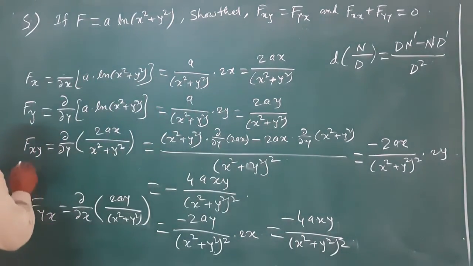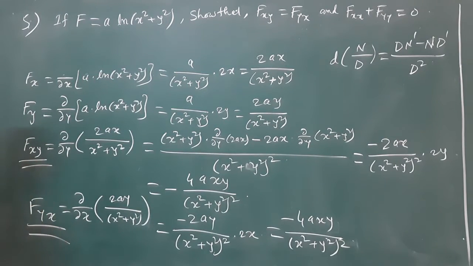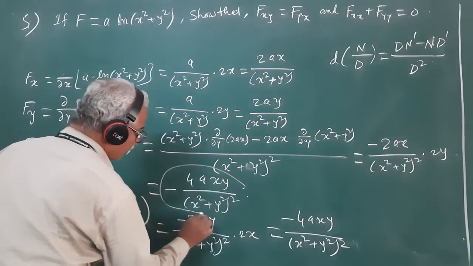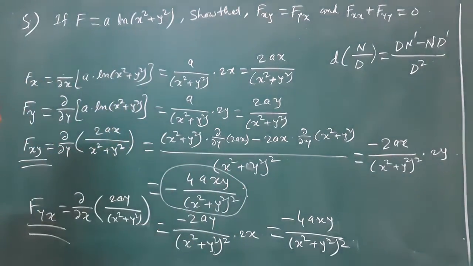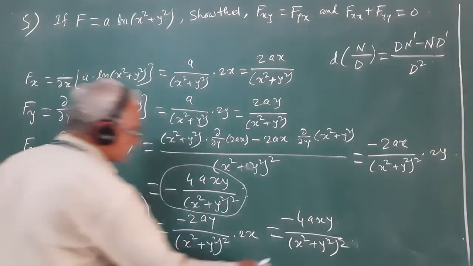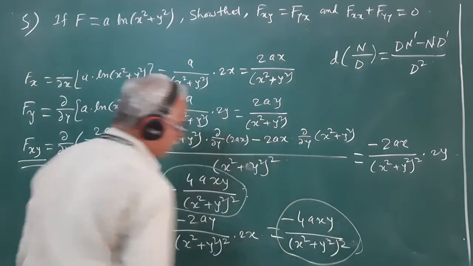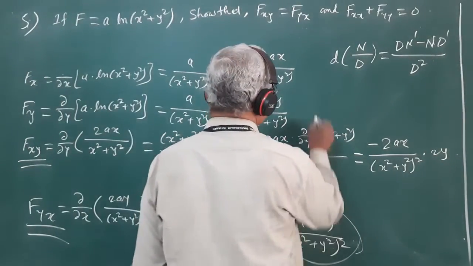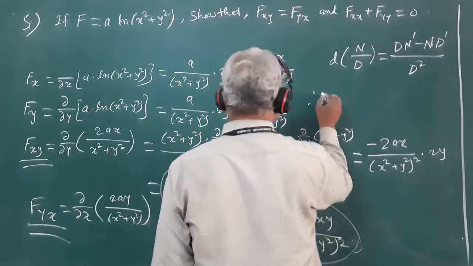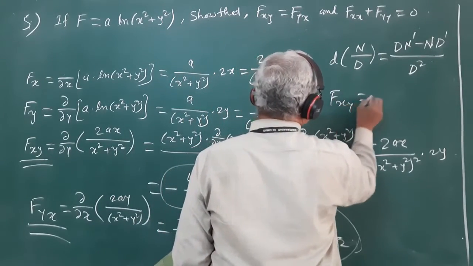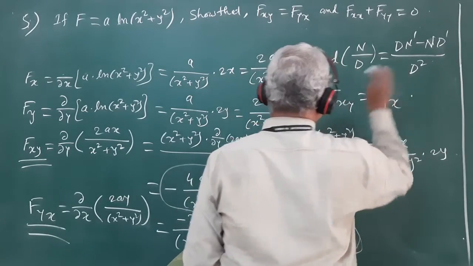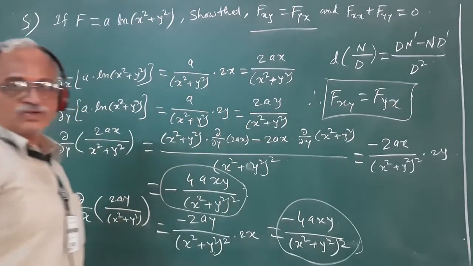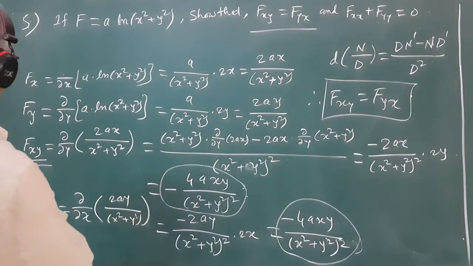So if we compare the expressions for fxy and fyx, fxy is minus 4axy divided by (x² + y²) whole square, and fyx is minus 4axy divided by (x² + y²) whole square. So we can say that fxy is equal to fyx. This is the first identity we have proved here.